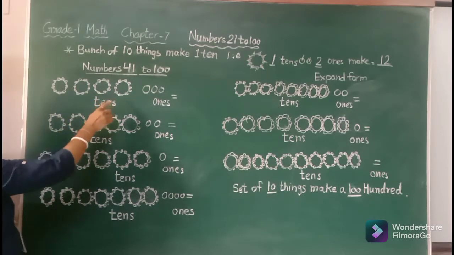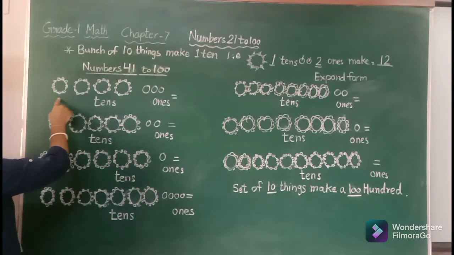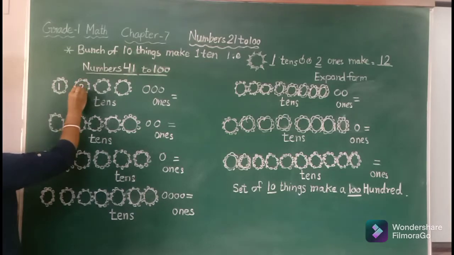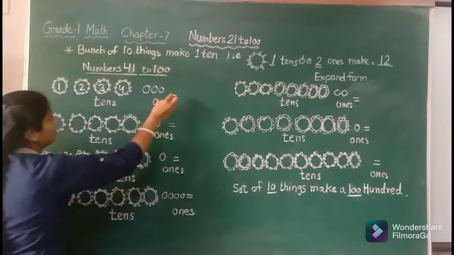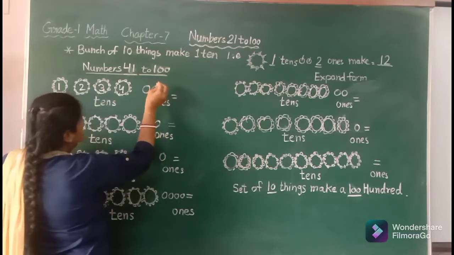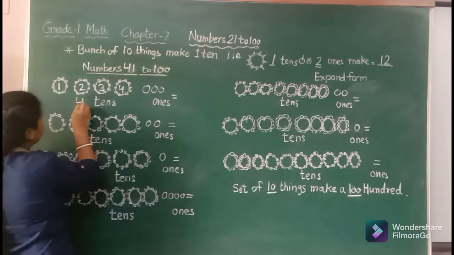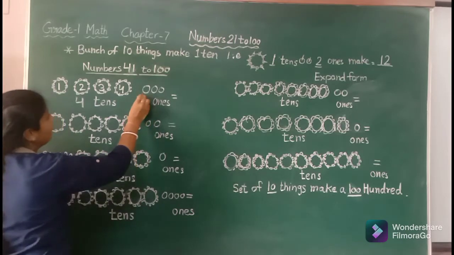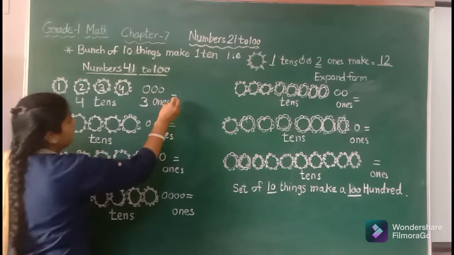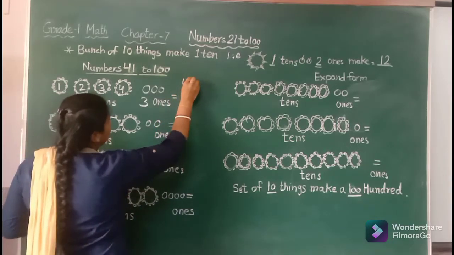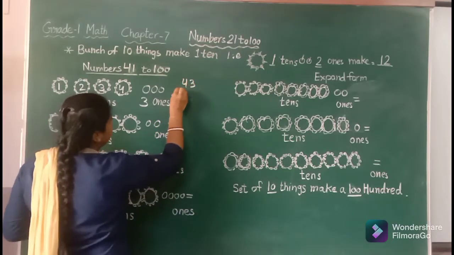How many tens beads circle you have to see here? 1 ten, 2 tens, 3 tens, 4 tens. So kids, here is 4 tens. So write here 4 tens. And how many ones are there? 1, 2, 3. 3 ones make a 43. And what is the spelling of 43?